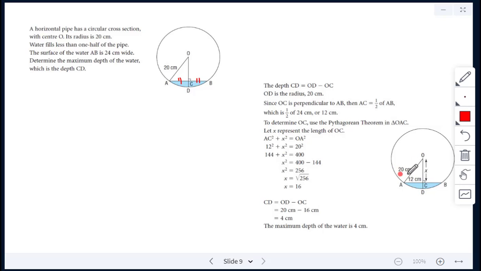Again, this is the hypotenuse, and we're given B, so we're just solving A in the Pythagorean theorem. Okay, so 400 minus 144, this was 20 squared minus 12 squared, which gives us 256. Take the square root of that, we get x is equal to 16. So that means from here to here is 16. So take your radius, 20 centimeters, subtract 16 centimeters, and we get 4 centimeters for that depth of the water is 4 centimeters.